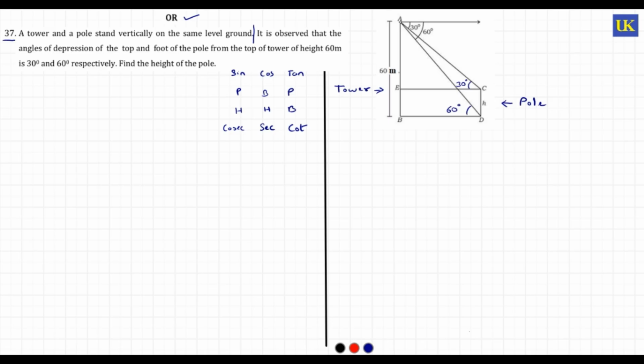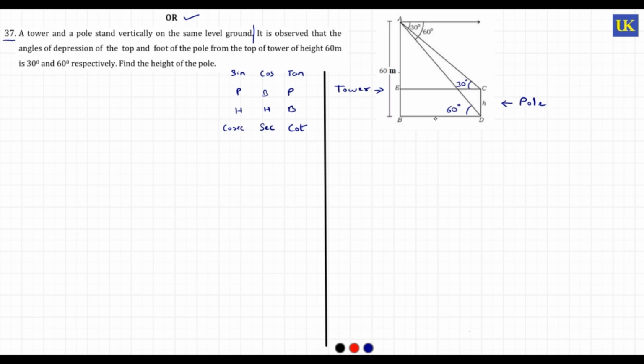And we know that this is a straight line, and these two lines are acting like parallel lines, and this line is acting like a transversal. So if this angle is 30 degree, then this angle will also become 30 degree. If this angle is 60, then this will become 60 by the concept of alternate interior angles, which we have studied in 9th standard. So if this is 30, this will also become 30, and if this is 60, this will become 60. Now what we are going to do is find AB.